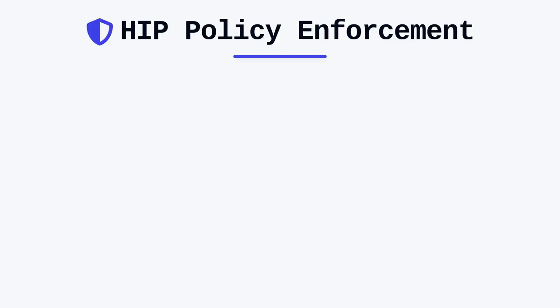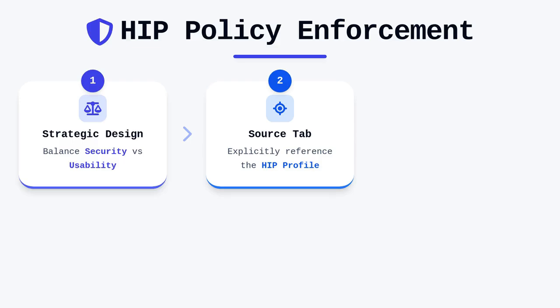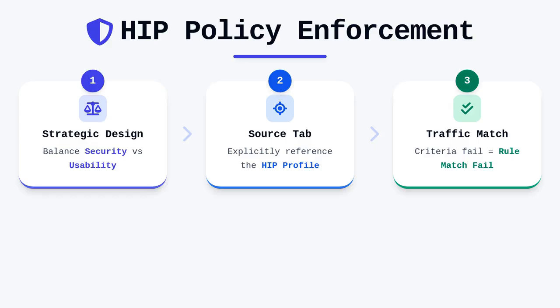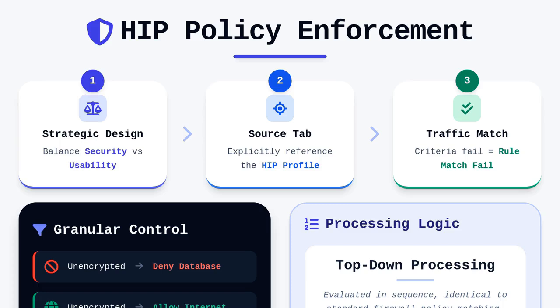Configuring this enforcement requires a strict approach to policy design, where you balance security requirements with operational usability. You must explicitly reference the HIP profile within the security policy settings under the Source tab. If a device fails to meet the criteria defined in the profile, the traffic match will fail against that specific rule. This allows you to implement a granular access control strategy, such as denying access to sensitive databases from unencrypted machines while still allowing internet access. It is paramount that your policy is ordered correctly, as standard top-down processing applies to these evaluations just as it does with any other firewall policy match.